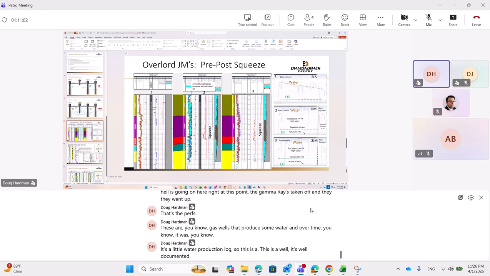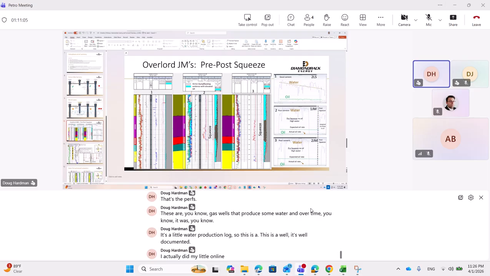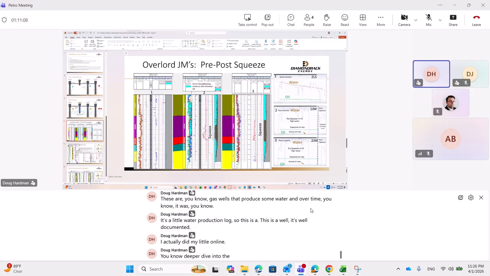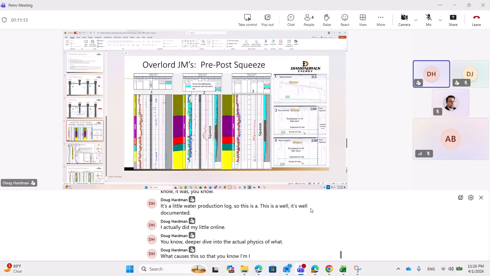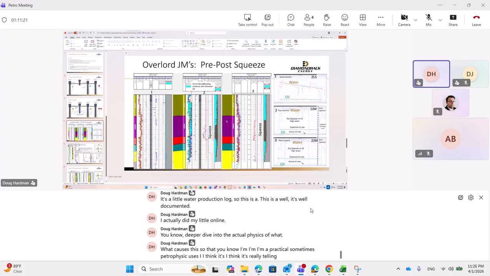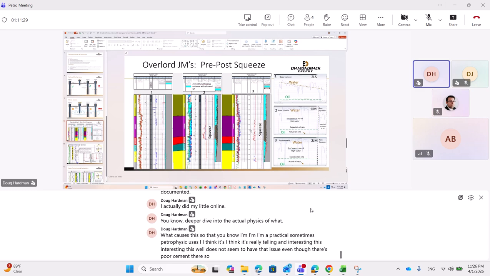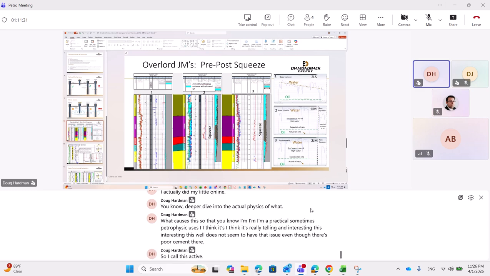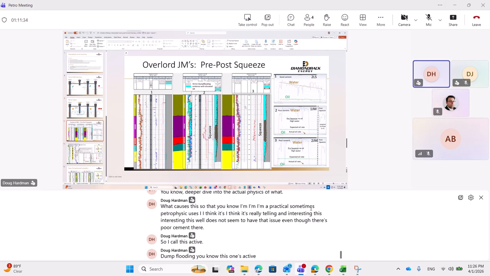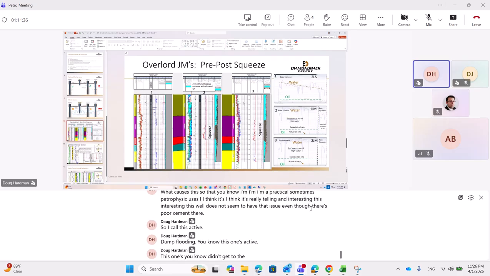I actually did my little online deeper dive into the actual physics of what causes this, so that I'm a practical, sometimes petrophysicist, can use this. I think it's really telling and interesting. This well does not seem to have that issue, even though there's poor cement there. So I call this active dump flooding. This one's active. This one didn't get to the well bore for whatever reason.